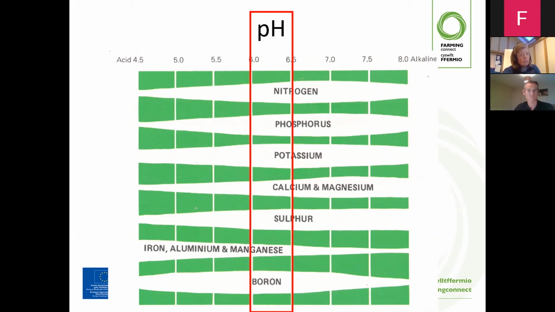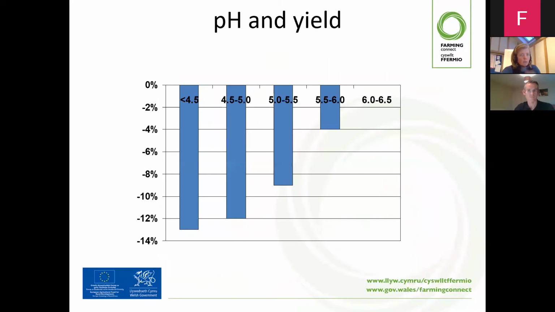So this indicates the wider the white line, the more available those nutrients, and we're really targeting pH of 6 to 6.2. So again, soil test, act on soil test, very important. And this sort of indicates that as soon as we drop below 6, we are getting this reduction in yield.